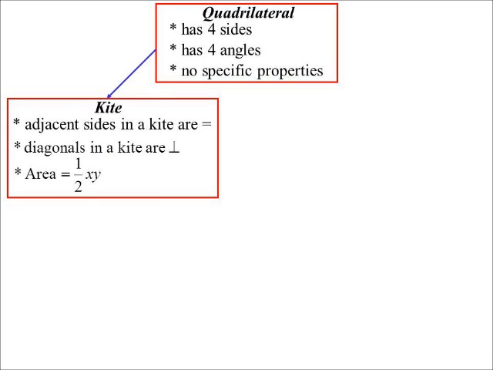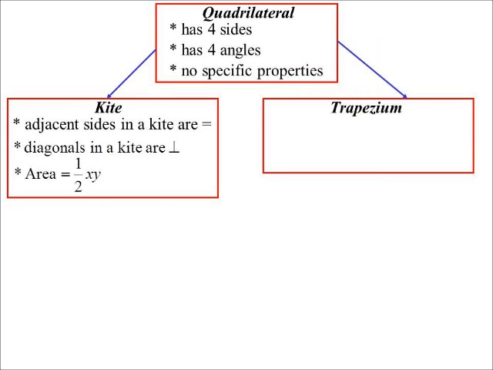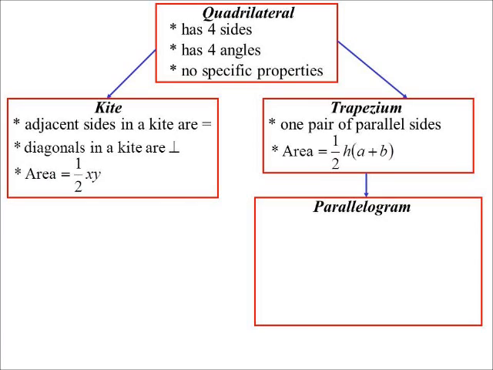Now over on the other side, we go to a trapezium. What do we know about that? We know that a trapezium has 1 pair of parallel sides. And our formula, half the perpendicular height, and then the sum of the 2 parallel sides. Parallelogram branches off the trapezium. So you could use the trapezium area formula to find the area of a parallelogram. I don't know why you would, but you could.